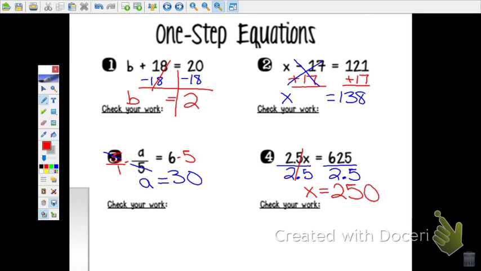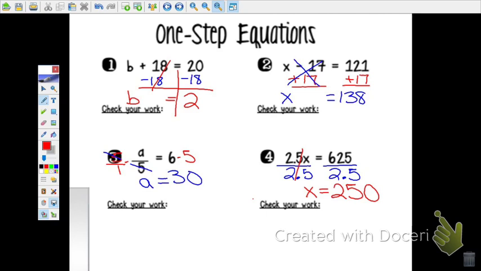250. Okay. We could use some estimation. 2.5 is between 2 and 3. If it was just 2, 2 would go in more than 300 times. 3 would go in over 200 times. So our answer has to be somewhere between 200 and 300. Okay, so it's 250. If you didn't know that, then you'd have to do your long division and do your 625 divided by 2.5.